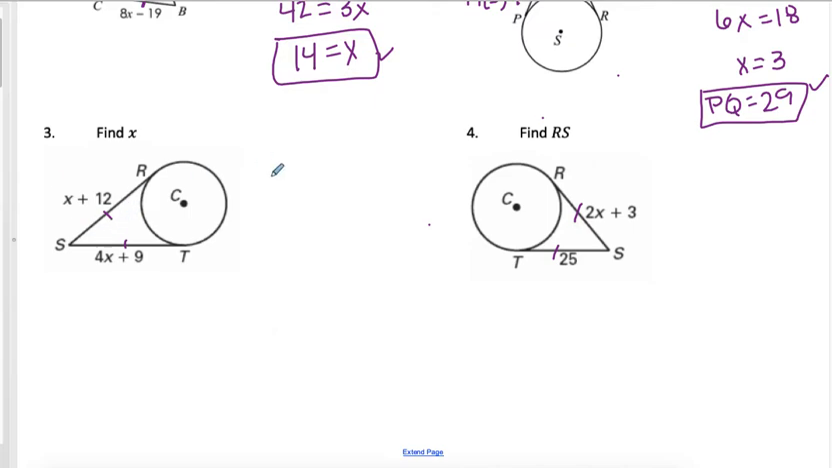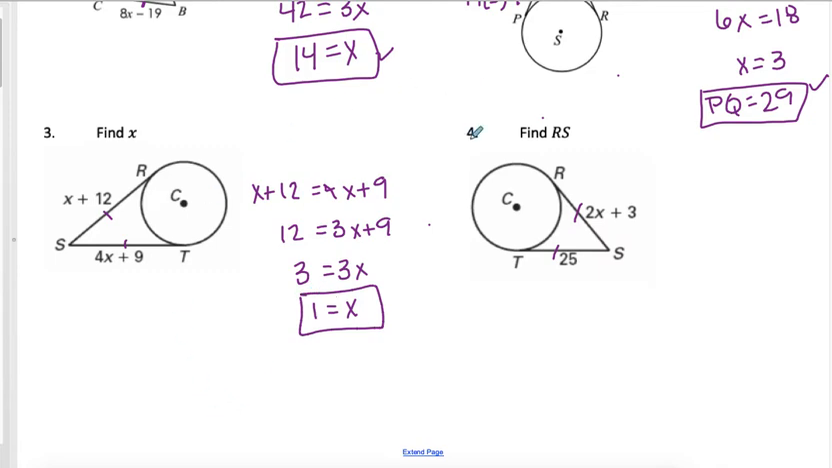On number 3, okay, we have x plus 12 has to equal 4x plus 9. Subtract one of the x's over, leaving me with 3x. Subtract the 9, leaving me with 3. And 3 divided by 3 is 1, so that's what x will have to be. Find x. Now we're done. On number 4, 2x plus 3 has to equal 25. Two tangents, same exterior point. Subtract 3. 25 minus 3 is 22. Divide by 2. X equals 11.